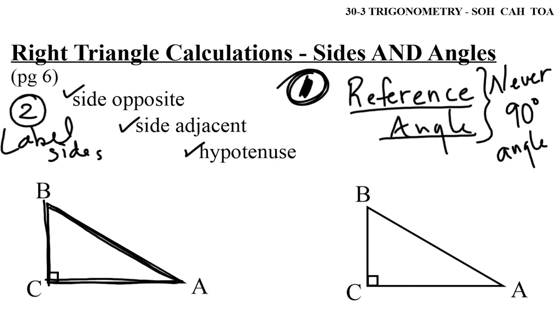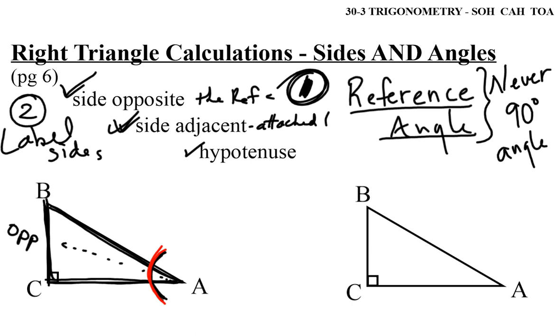So for this first one, for argument's sake, I always put these arcs so I can visually see which angle I'm working with. If that's the angle that I want to use in this question, I can now label my sides. The side opposite is the side opposite the reference angle. So if A is my reference angle, opposite the reference angle is side BC, or side lowercase a, that's side opposite. Side adjacent is attached to the reference angle.